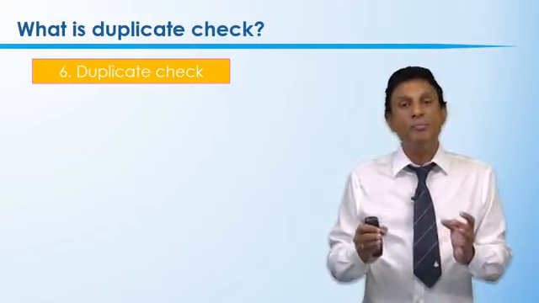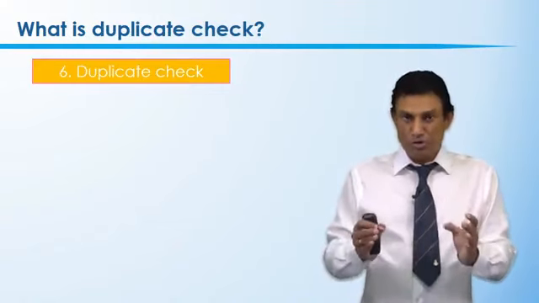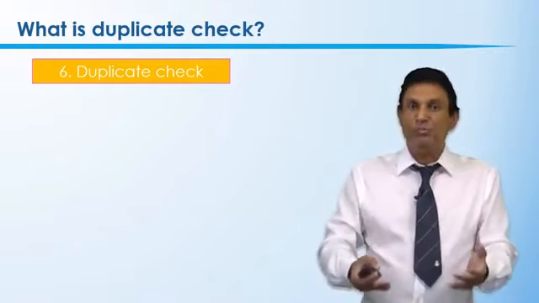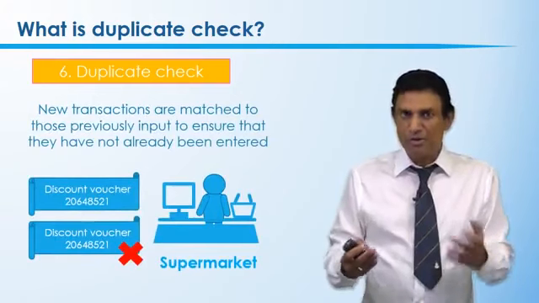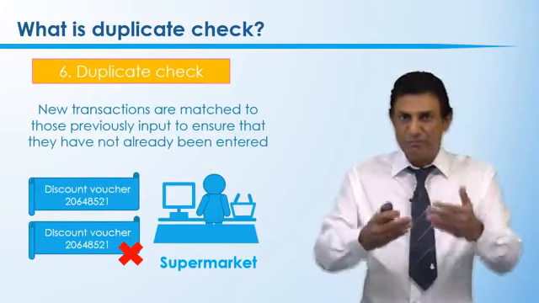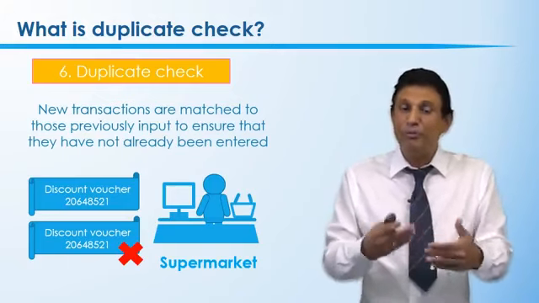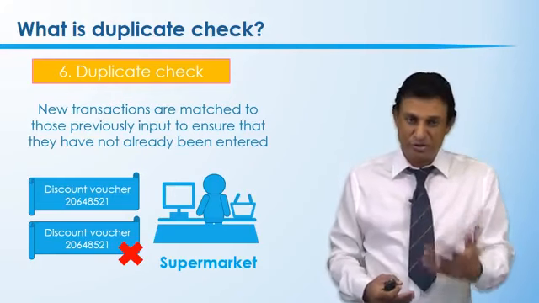Finally, duplicate check. Remember our example that the same discount voucher can be entered into the system more than once. That's a simple check we call duplication check. Once you enter one discount voucher, the system records it. If a photocopy of the same voucher is tried to be entered again, the system has to reject it.